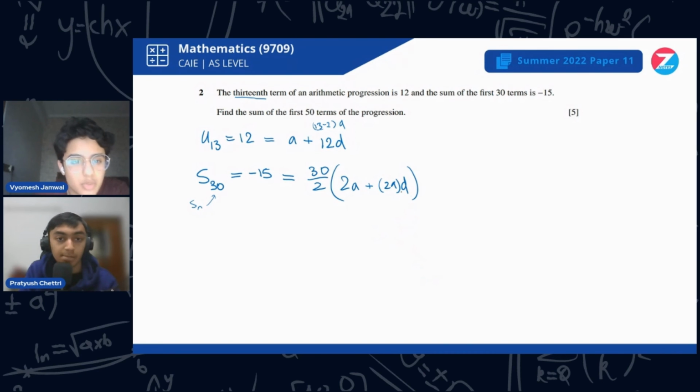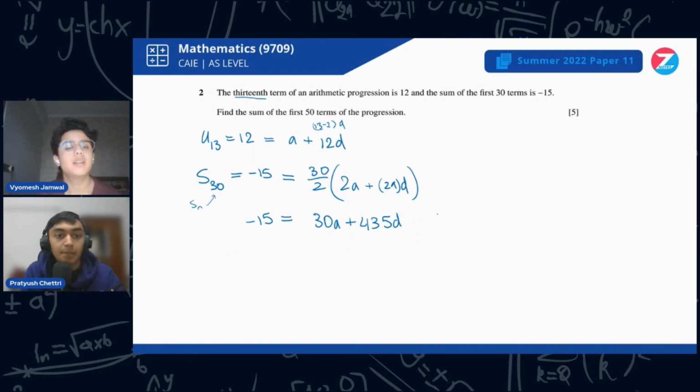So I'll just create two simultaneous equations. Let's simplify the S30 equation first. So it's just going to be 30a plus, let's see. Can you calculate that calculation? Okay, 15 by 29. 435. D equals to negative 15. Minus 15.